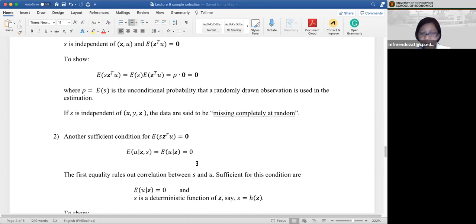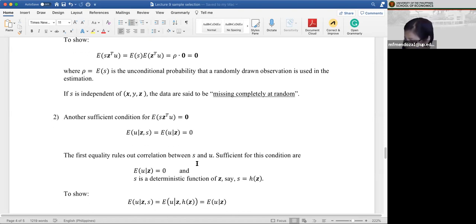So if you look at the first equality, the first equality is this. The expected value of U given Z and S is equal to the expected value of U given Z. So that rules out correlation between S and U. Note that S does not appear here anymore. Therefore, U and S are uncorrelated.